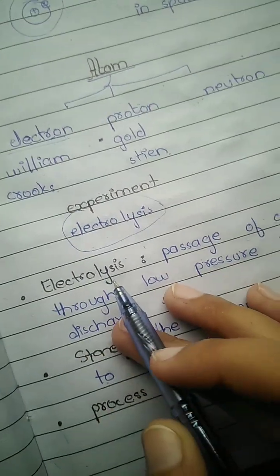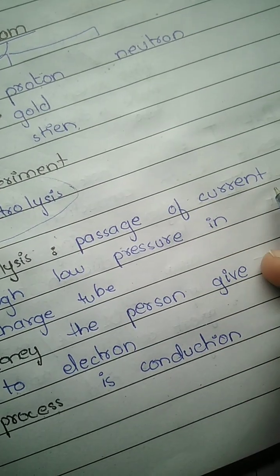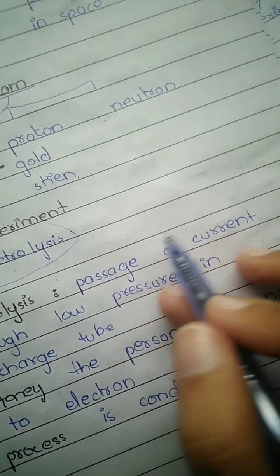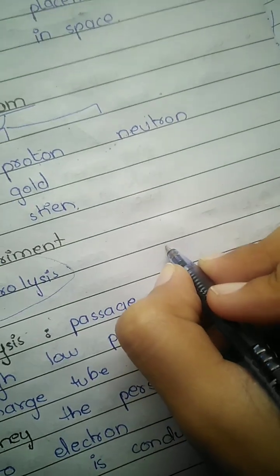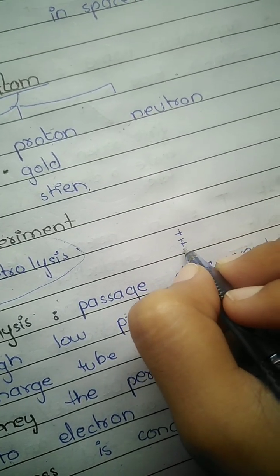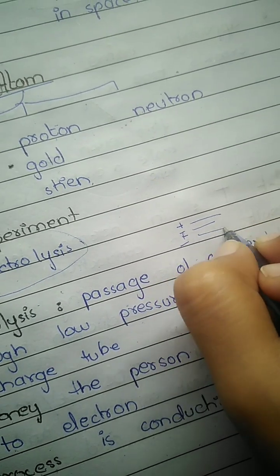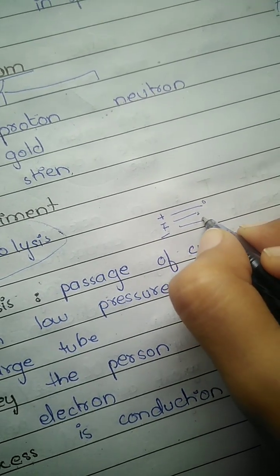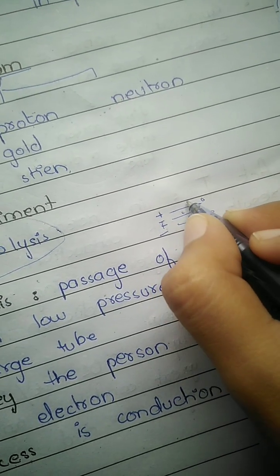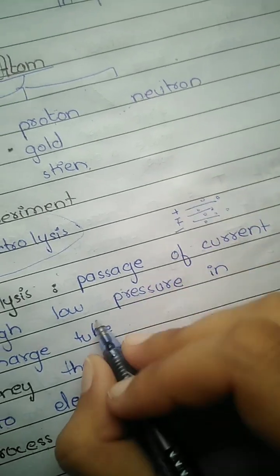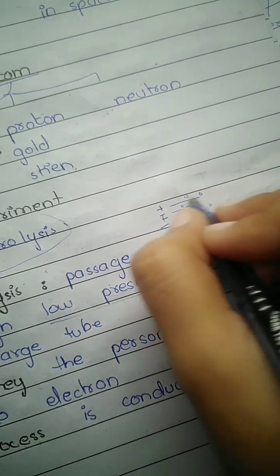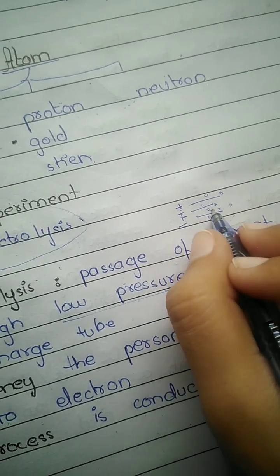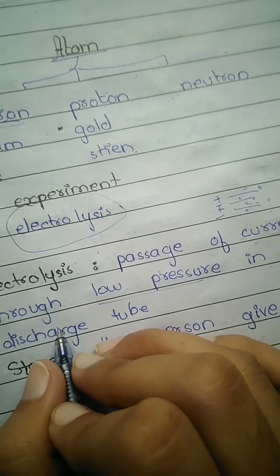So, electrolysis is the passage of current through low pressure in a discharge tube. Passage of current means these charges, positive and negative, are passing through low pressure. Pressure means particles. If there is a low amount of particles, we can say that there is low pressure on the surface or on the medium. So passage of current means passage of charges through low pressure in a discharge tube.